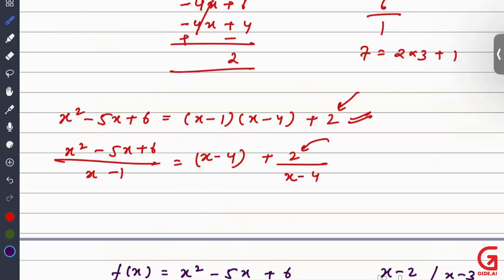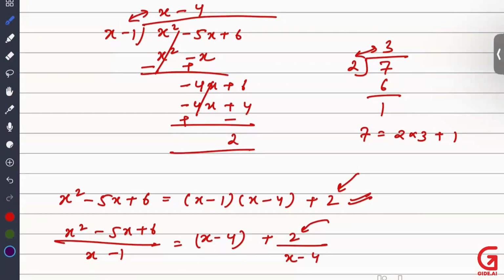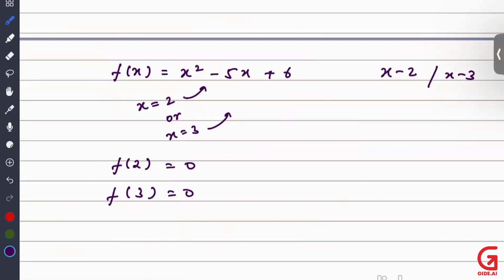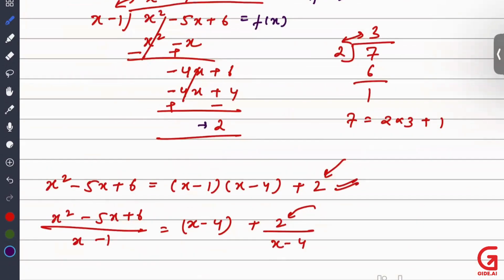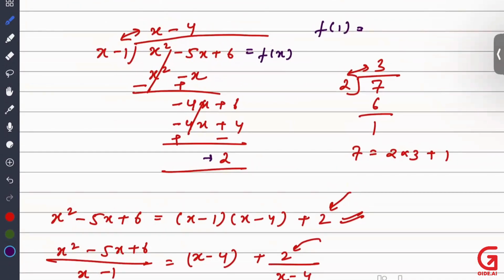Now in this, if you look at it here, our remainder came out to be 2, which means if this is f(x) and I try to find f of 1, I'll let you know why, because here you're dividing it by x minus 1. In the factors case, you were dividing it by x minus 2 or x minus 3. So I found f2, f3, right? In both cases, the remainder would be 0. Here, since I divided it by x minus 1, I am finding f1. f1 in this case would be 1 minus 5 plus 6, that is minus 4 plus 6, which is equal to 2.